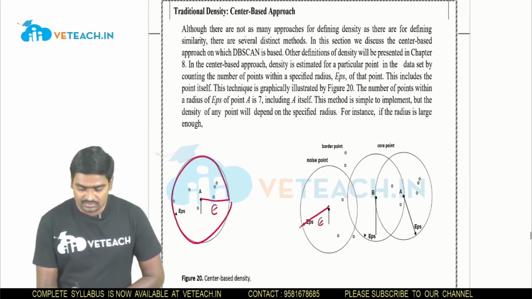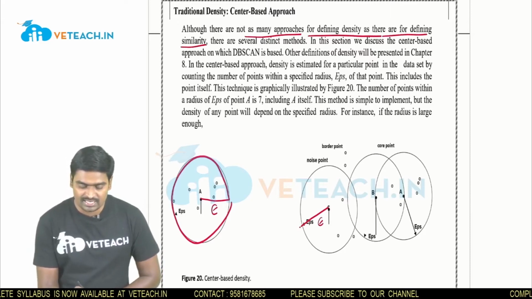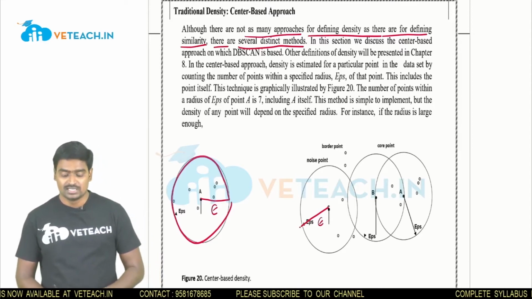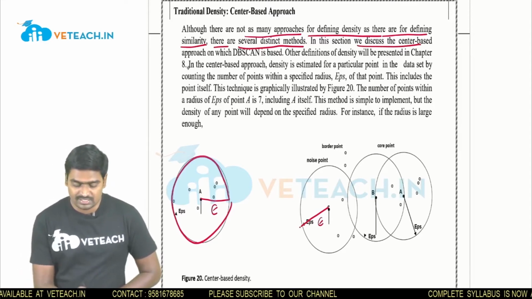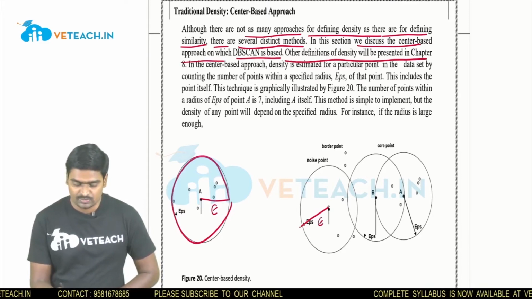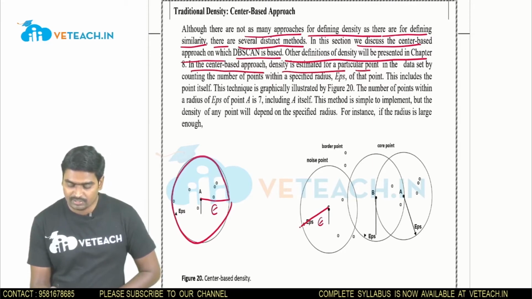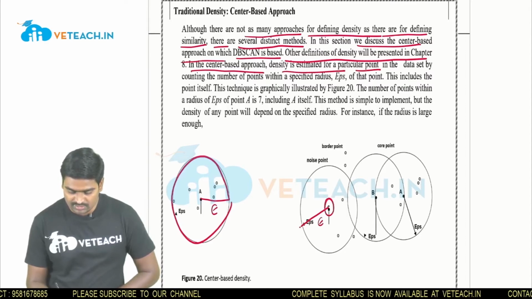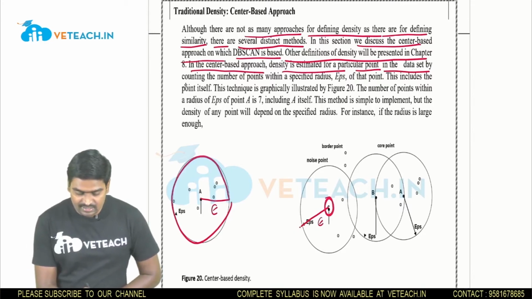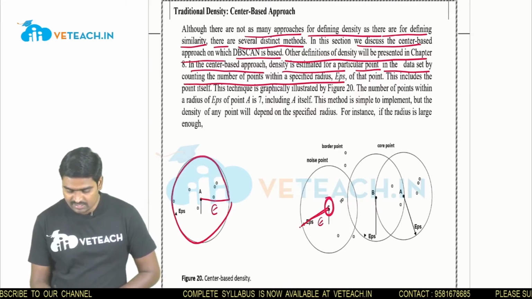There are as many approaches for defining density as there are for defining similarity. There are several distinct methods. Here we discuss the center based approach, on which DBScan is based. Other definitions of density will be presented later. In the center based approach, density is estimated for a particular point in the data set by counting the number of points within a specified radius. So within the specified radius, how many points are there?